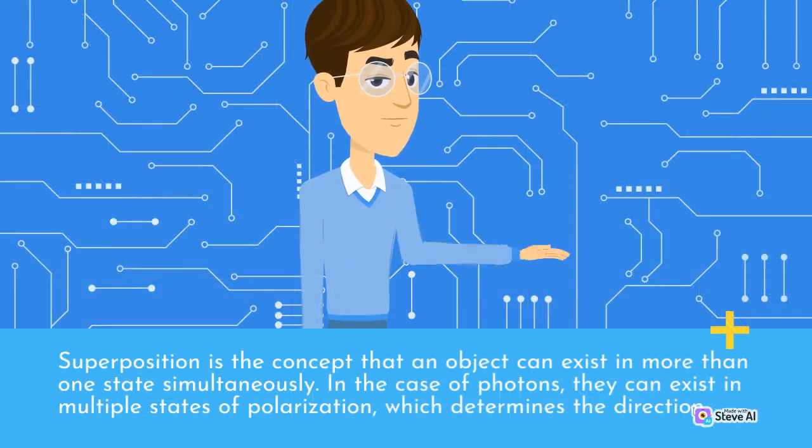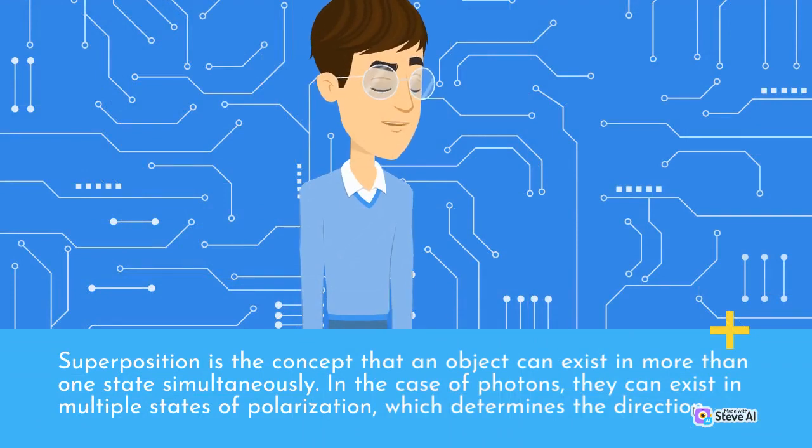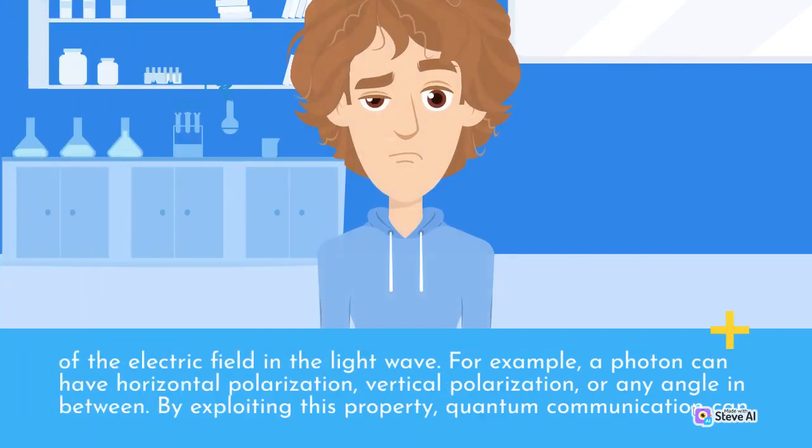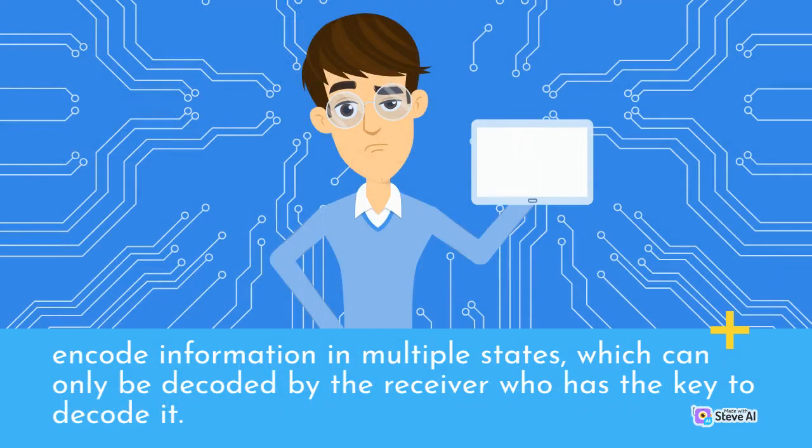Superposition is the concept that an object can exist in more than one state simultaneously. In the case of photons, they can exist in multiple states of polarization, which determines the direction of the electric field in the light wave. For example, a photon can have horizontal polarization, vertical polarization, or any angle in between. By exploiting this property, quantum communication can encode information in multiple states, which can only be decoded by the receiver who has the key to decode it.